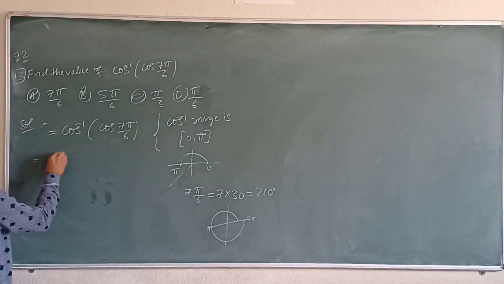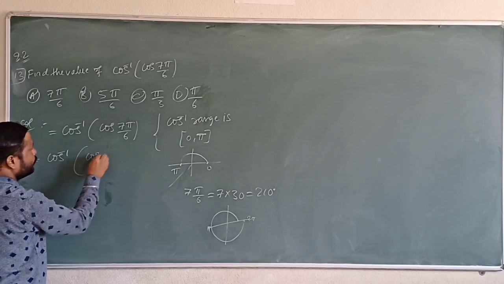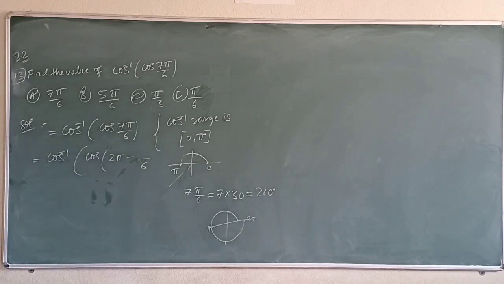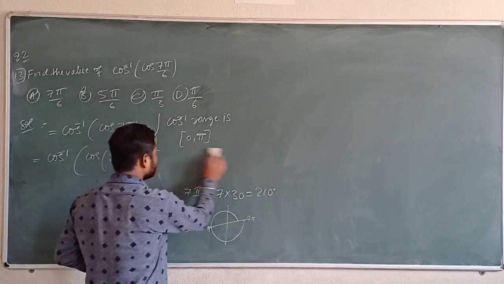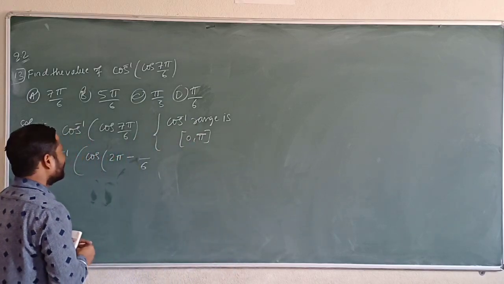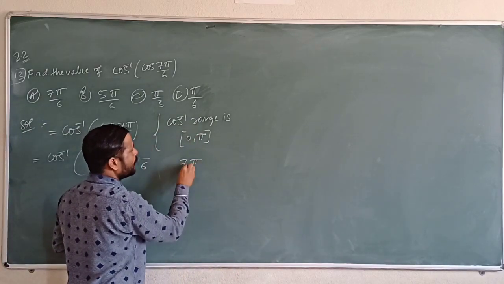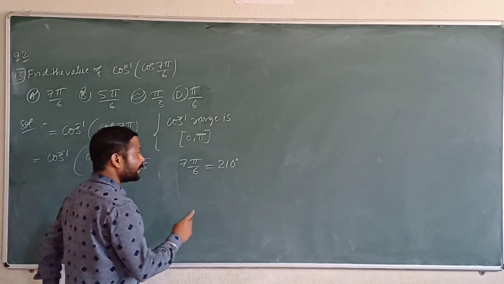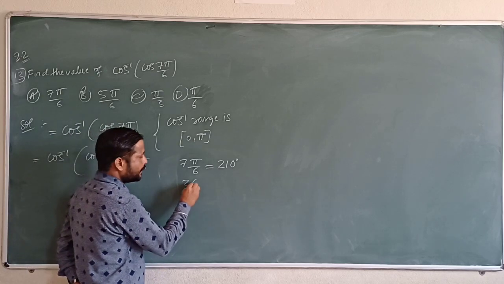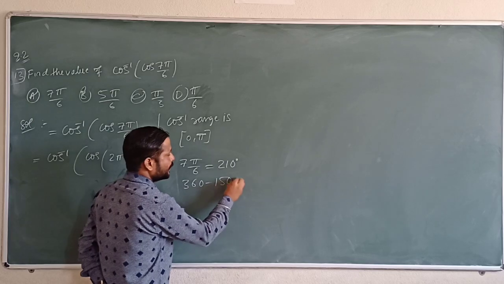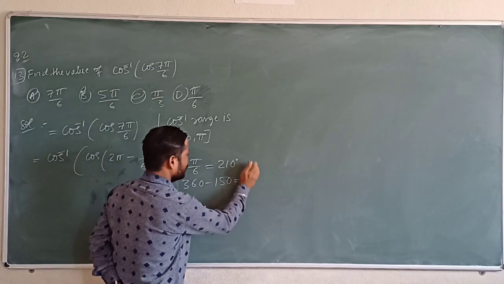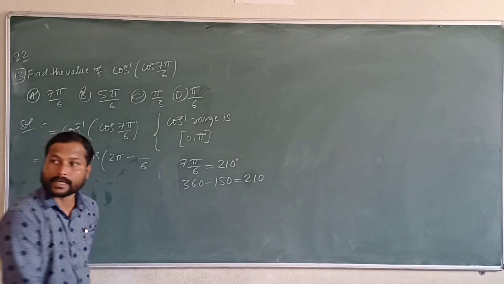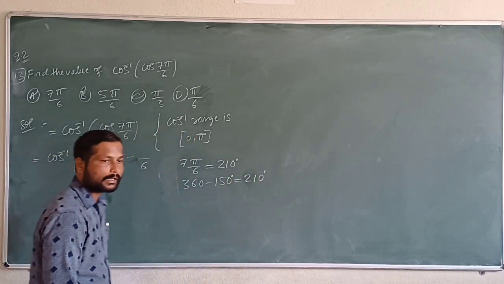See here, cos inverse of 2 pi minus, divided by 6 here. See here, 7 pi by 6 means how many degrees? 210 degrees. 210 degrees, I'll write it like this: 360 degrees minus 150 degrees, it becomes 210 degrees only. Correct?